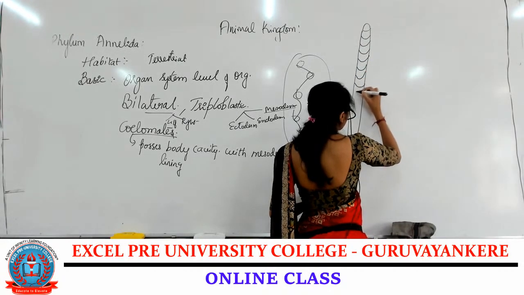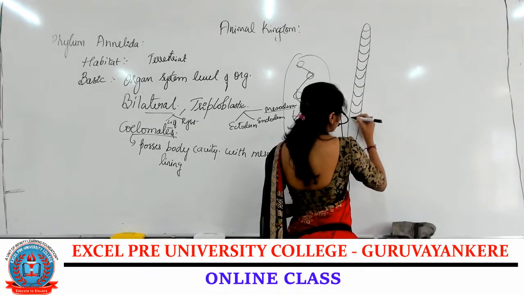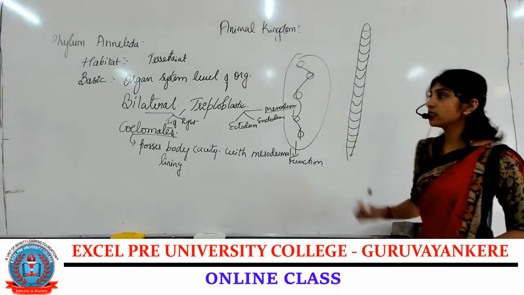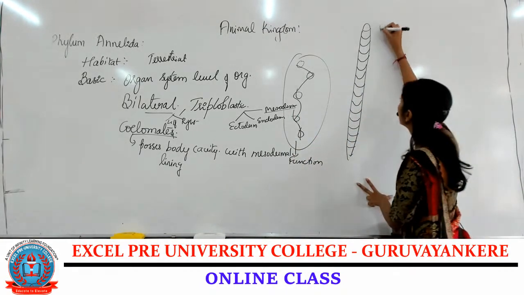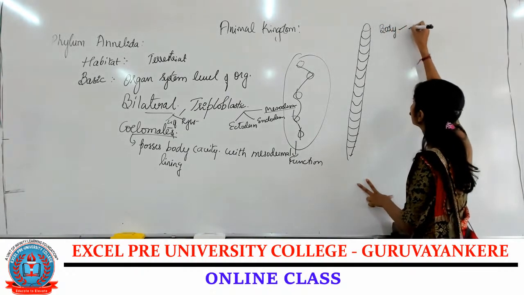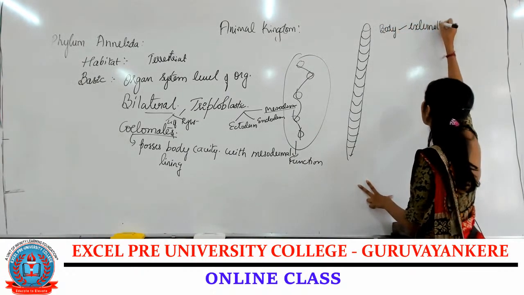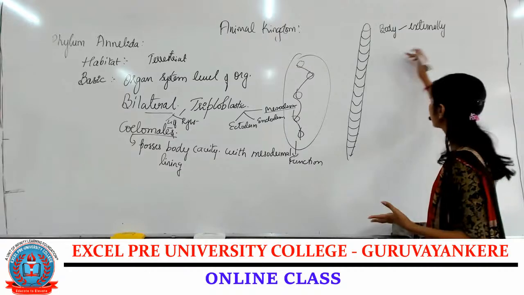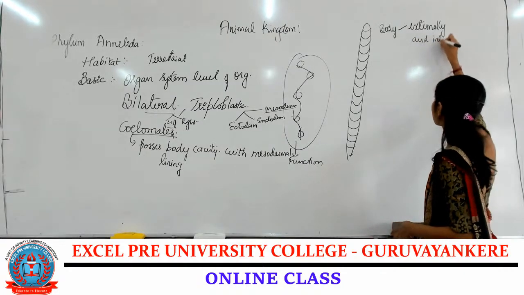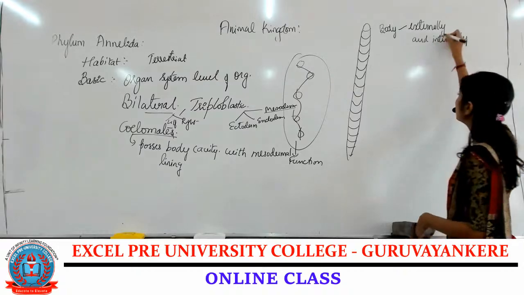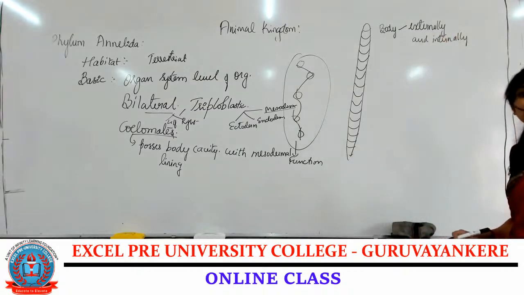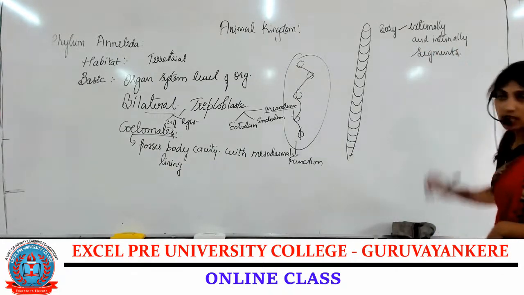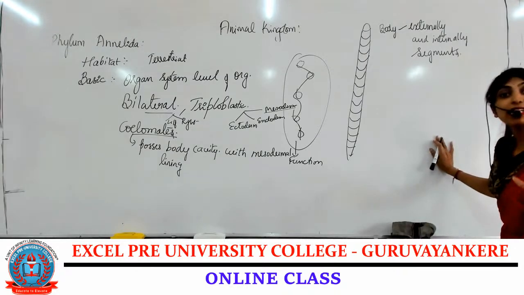How is the body of an organism divided into segments here? It is not only externally. I have told you the body of an organism is divided externally, that means outside, but not only externally, externally and internally. The body is externally and internally divided into smaller segments. This type of body is called a segmented body.